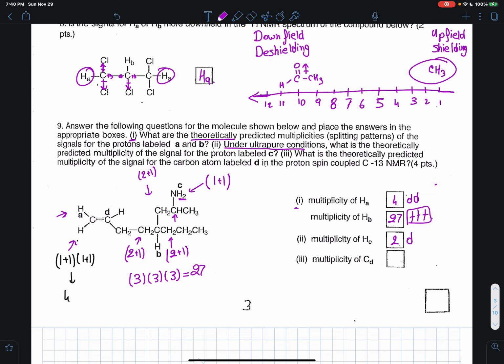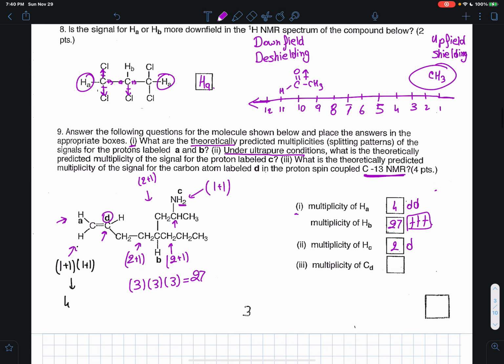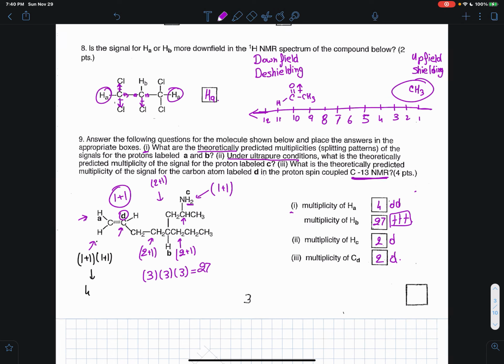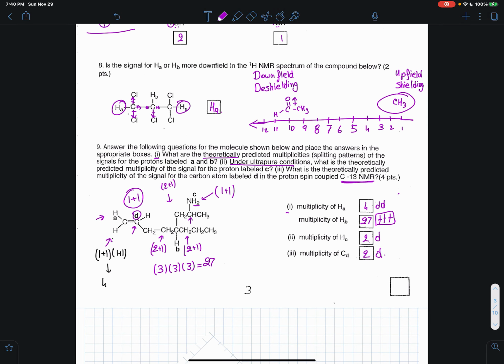And then lastly, what is the theoretically predicted multiplicity of the signal for the carbon atom labeled D in the proton spin coupled C13 NMR? So when we're looking at C13 NMR, it's actually, in my opinion, just the easiest, right? So if you look at carbon D right here, you just count the number of hydrogen on it, and you just add 1. So on carbon D, there's 1 hydrogen, so I just take 1 + 1, so that's 2, and it will be a doublet. That's pretty much it. In my opinion, C13 is the easiest, even though it's the most useless to be able to indicate a chemical structure, right?